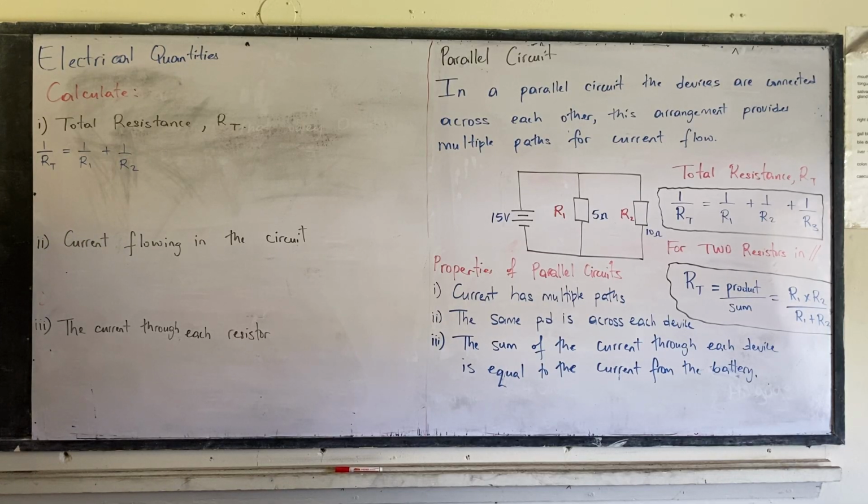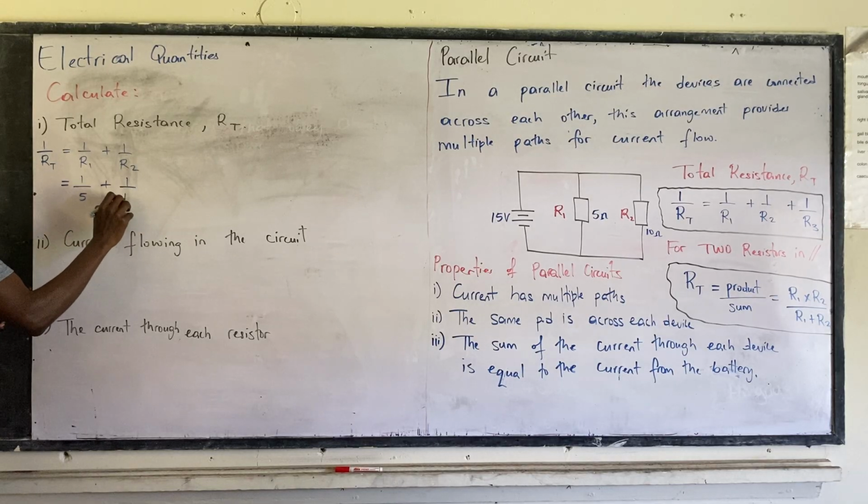Right? Now what to do from here now is we're going to simply plug in the values for R1 and R2. So we're going to say 1 over R1 is 5 as what we were told. I'm just going to put the number. I'm not going to put the unit because when we start to calculate, the unit might get in the way. We're just going to remember that we're calculating the resistance and we're going to remember to put the unit at the end. So I have 1 over 5 plus 1 over 10.